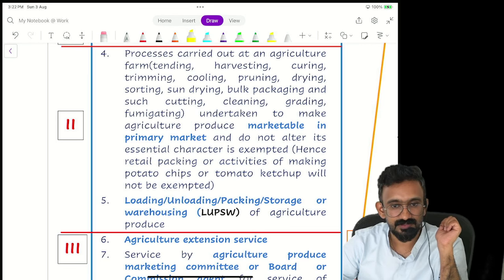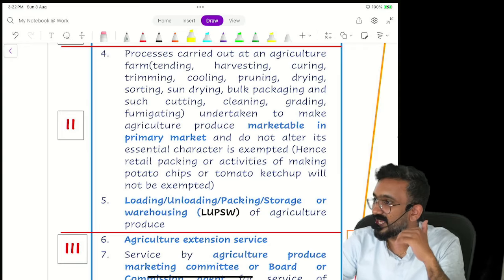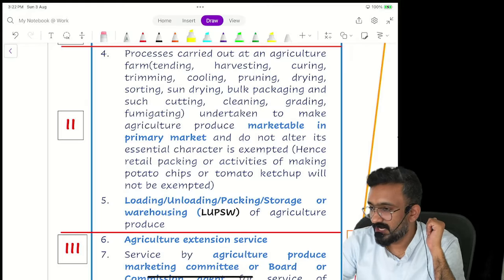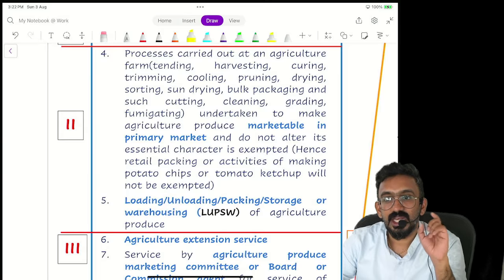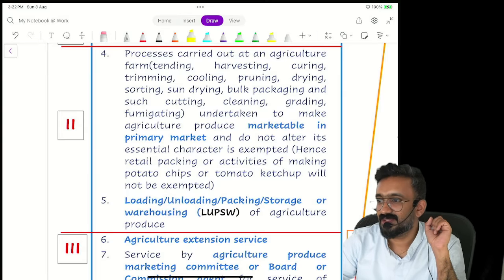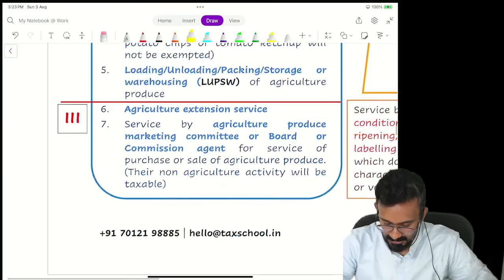Then the next question comes in. What do you mean by agriculture produce? What is an agriculture produce? Is rice an agriculture produce? They said no. They have a clarification on it. Okay, look at the next.